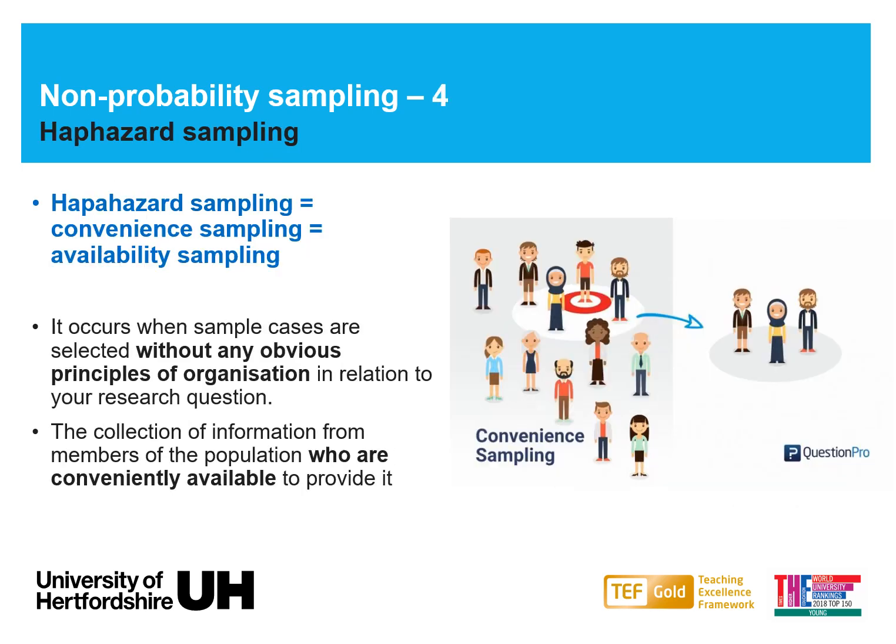Okay, so the fourth non-probability sampling is known as haphazard sampling, which is also known as convenience sampling or availability sampling. This happens when the sample cases are selected without any obvious principle of organization or relation to your research. It's just whoever is available, or whoever is convenient or next to you. So they are conveniently selected. Again, looking at an organization's employees, if you were to do research, you may just choose the employees you know of, or who share the same office as you. Which is very convenient, isn't it?